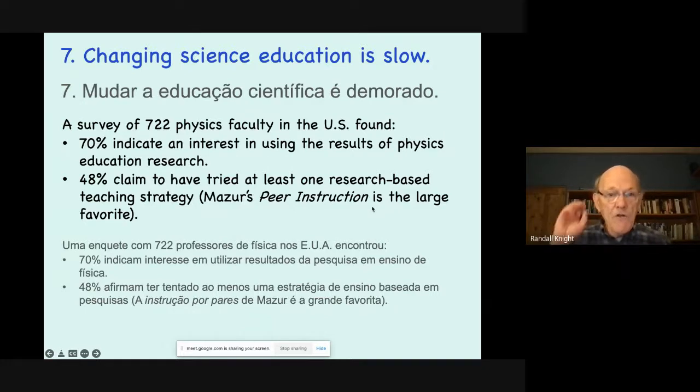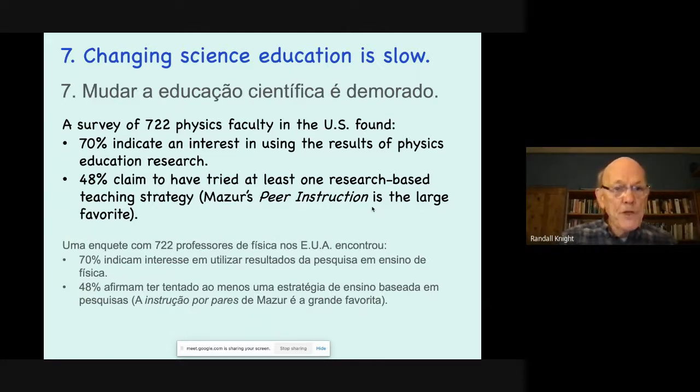There was one survey a few years ago in the US where 70% of university physics faculty said, well, yes, they actually would be interested in using the results of physics education research. And nearly half said they had even tried one research-based teaching strategy. If you know Eric Mazur's little book called Peer Instruction, that's very widely known in the United States. And using peer instruction is by far the most common thing that nearly half of physics professors said they had tried. So that sounds fairly promising.